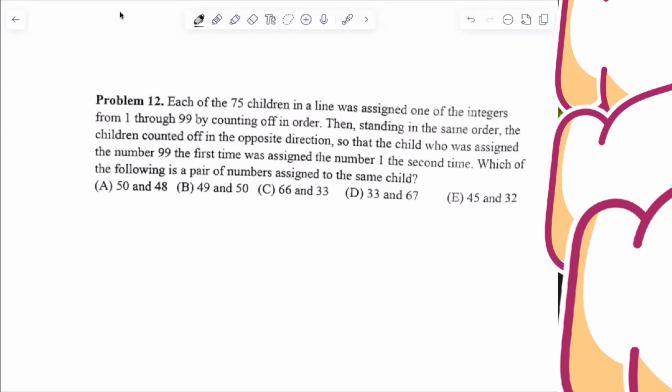All right, let's get started with this question. Each of the 75 children in a line was assigned a number from 1 to 99. Then, standing in the same order, the children counted off in the opposite direction, so that the child who was assigned the number 99 the first time was assigned the number 1 the second time. Which of the following is a pair of numbers assigned to the same child?